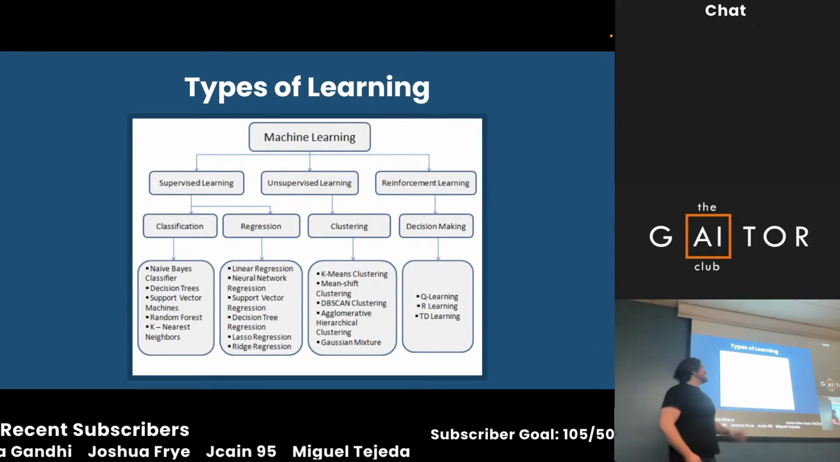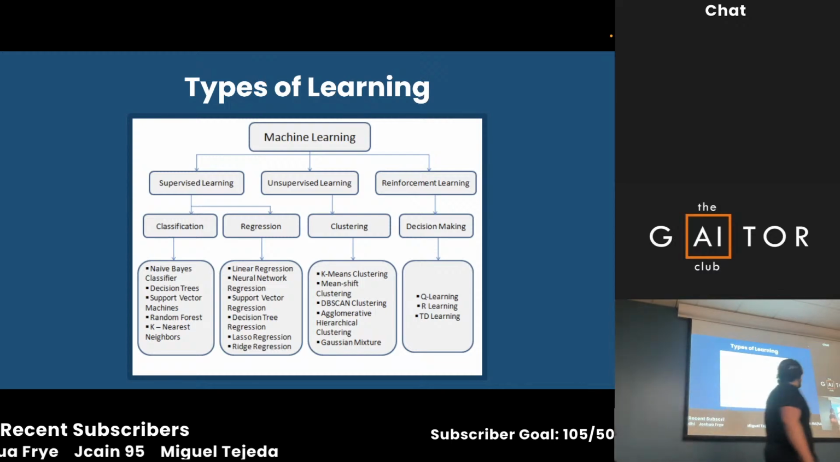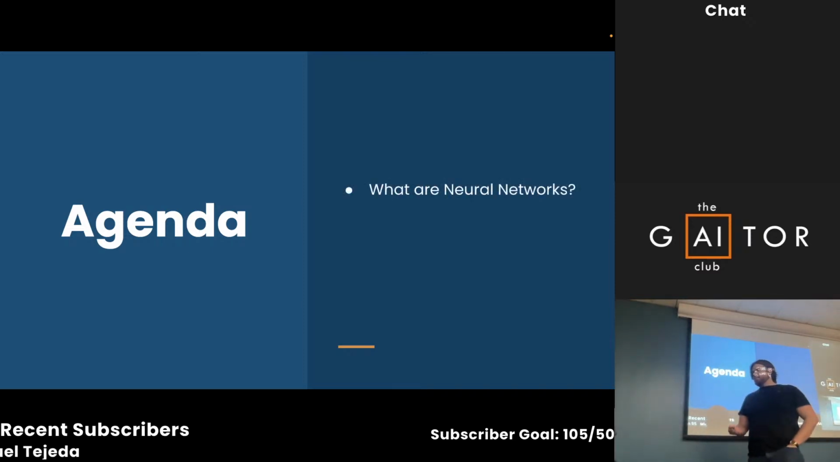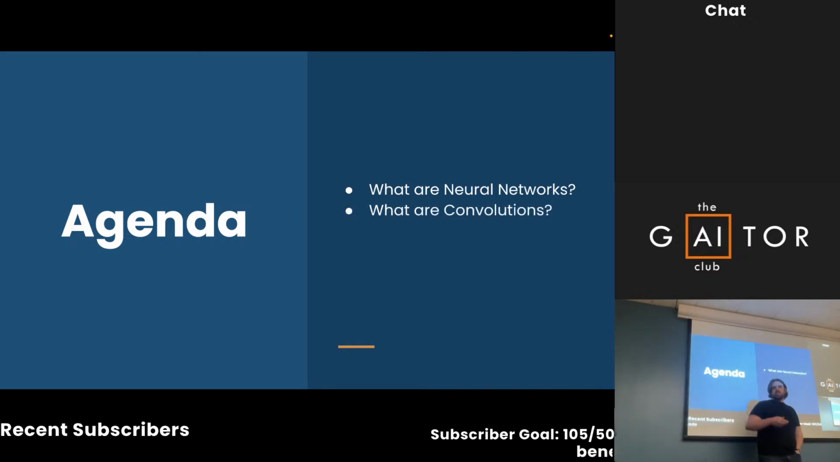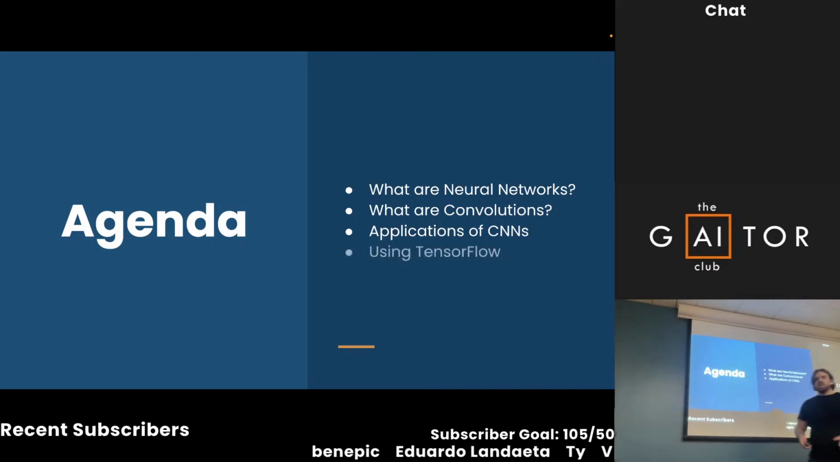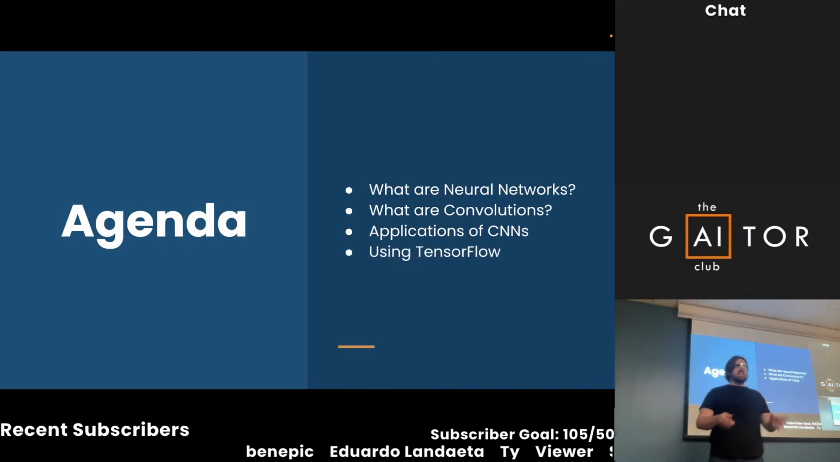This is the types of machine learning in a tree format for you computer programmers. This is the basic idea. So the agenda for today: first, what are neural networks? Then we're going to talk about what convolutions are. Then some different types of applications for convolutional neural networks. And then we're going on to using TensorFlow.